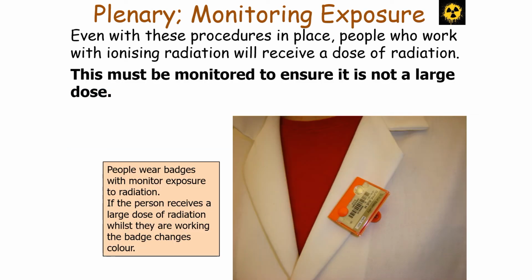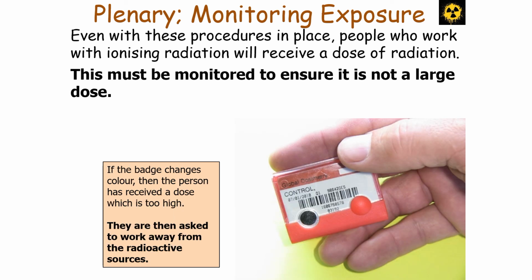Now, even with these procedures in place, people who work with ionizing radiation will receive a dose of radiation, and this must be monitored to ensure it's not a large dose. So people will wear badges which will monitor exposure to radiation. If the person receives a large dose of radiation whilst they're working, their badge changes colour. If the badge changes colour, then the person who's received a dose which is too high has been notified of this, and they're then asked to work away from the radioactive sources.